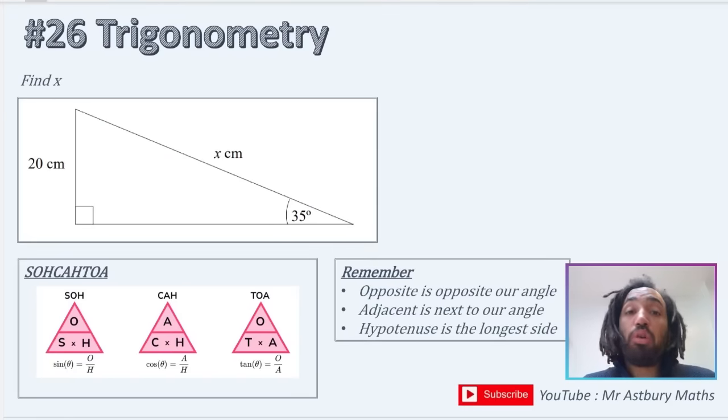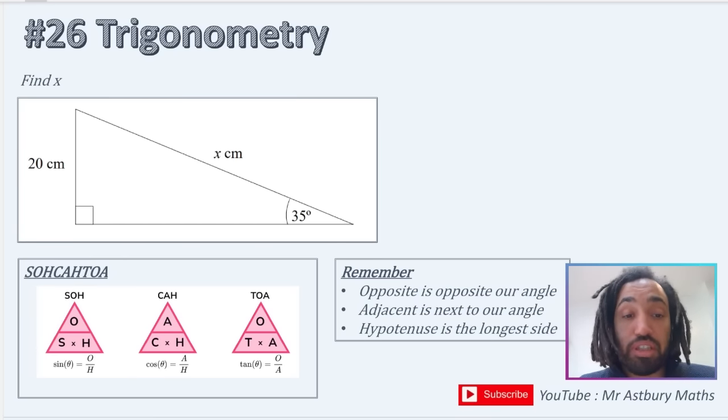Trigonometry. It's all about SOH CAH TOA, and it's all about, in my opinion, writing down these three triangles. SOH, CAH, and TOA. If you write the triangles down, then all you need to do is just cover up what you're looking for, and it means there's no algebra involved in solving these types of questions. We also need to make sure we know which side is which. So opposite is opposite the angle, adjacent is next to it, and hypotenuse is the longest one.